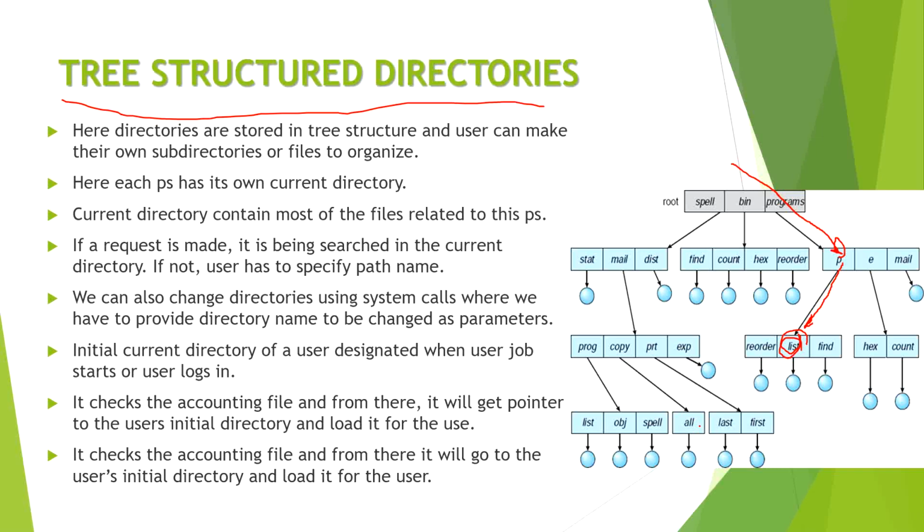Now let's take another example. If a user wants to delete this file, in what way will it go? Firstly it will go to spell, then mail, then it will come to know that it is stored in copy. After copy it will find the file and delete it from here. So now copy will be empty. In this way deletion is done in tree structured directories.